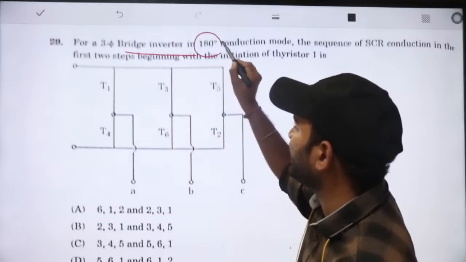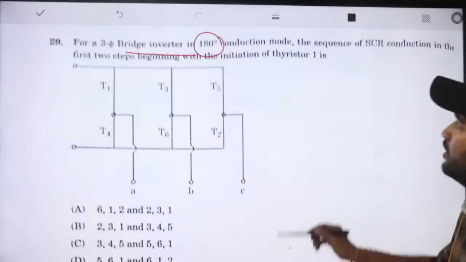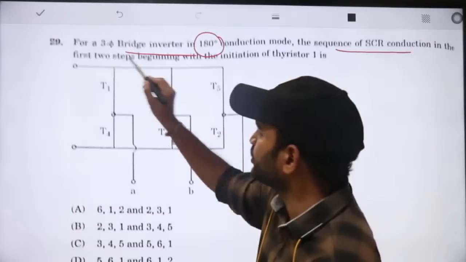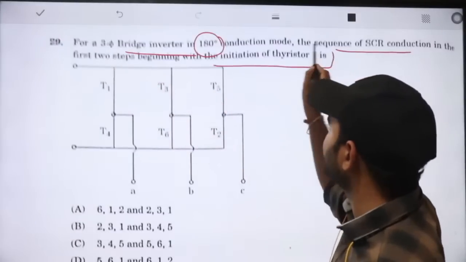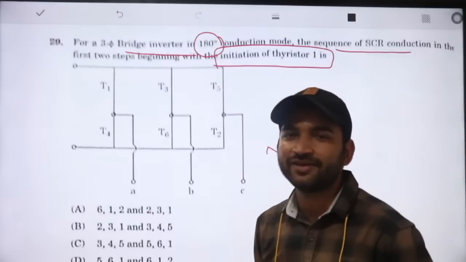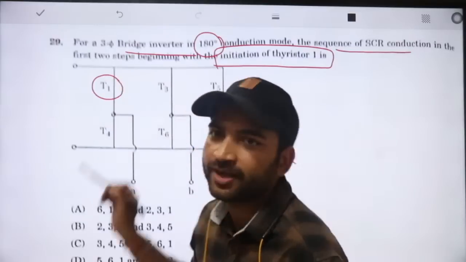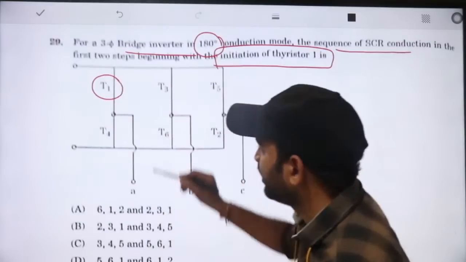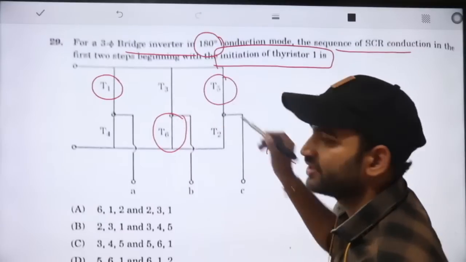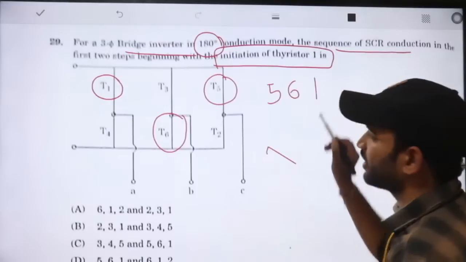The operating conduction angle is 180-degree mode of operation. The sequence of SCR conduction, first two steps, begins with the initiation of thyristor 1. So they are initiating with thyristor 1. This is thyristor 1 for the first positive half cycle. Next thyristor will be 6. After that 5, which means the operation is 5, 6, 1.